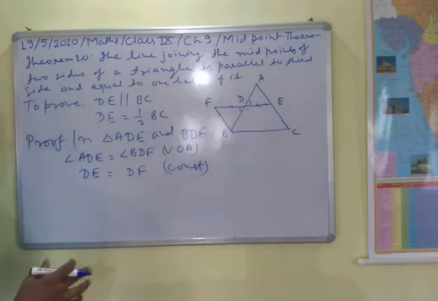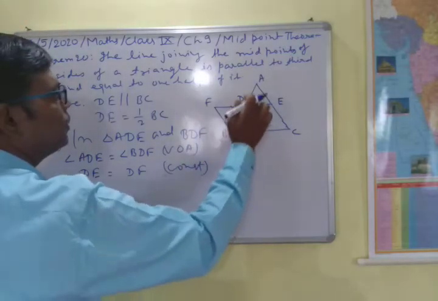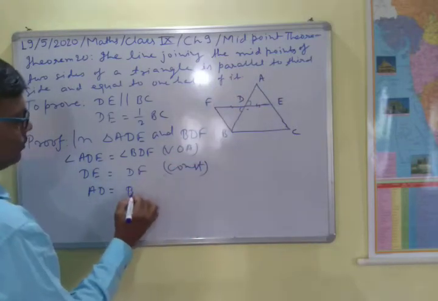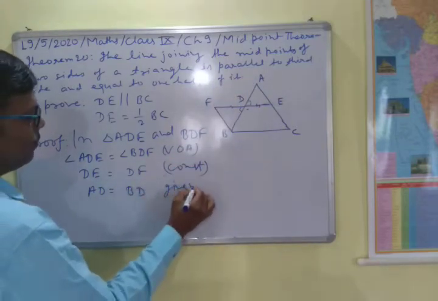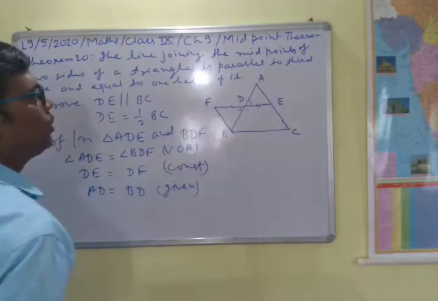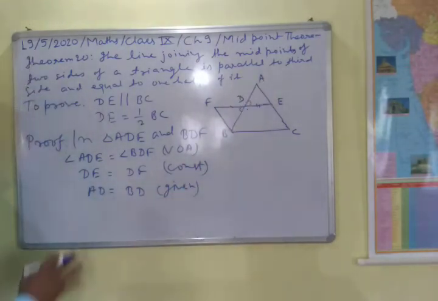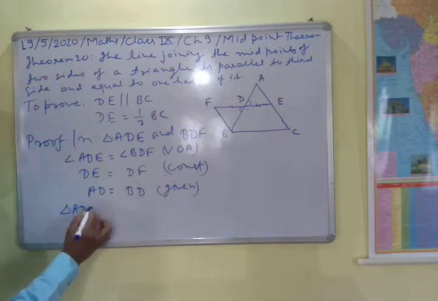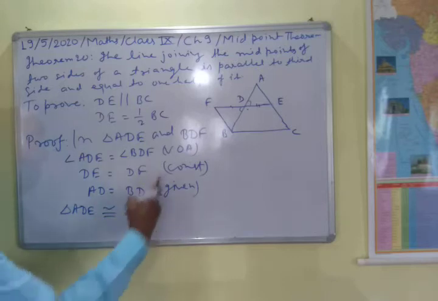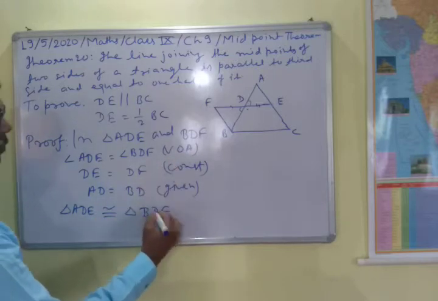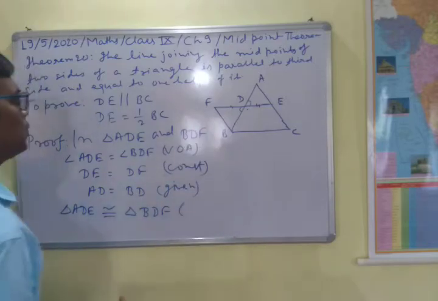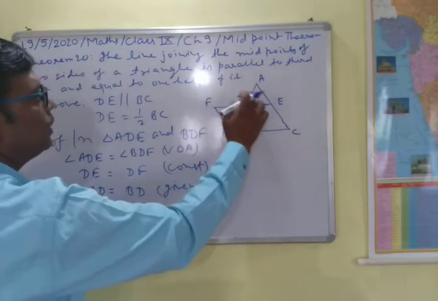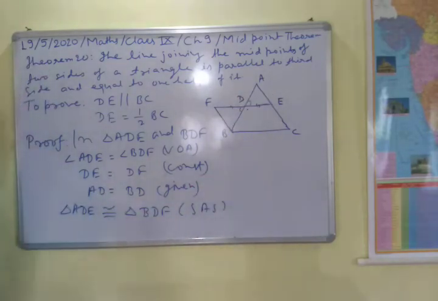Okay, and the next condition is that AD equals BD. It is given, because D is the midpoint of AB. So these are the three conditions, and by these the triangle ADE is congruent to triangle BDF. Okay, now the triangles are congruent by which congruency? That is SAS. Okay, because we have taken two sides and the angle between them. So by SAS, the triangles are congruent.